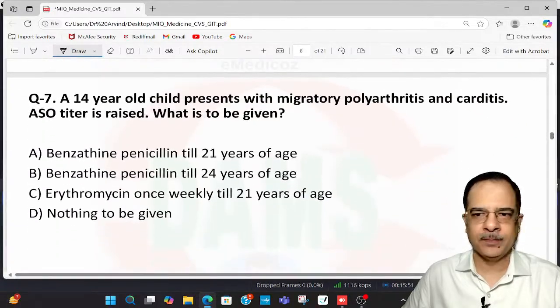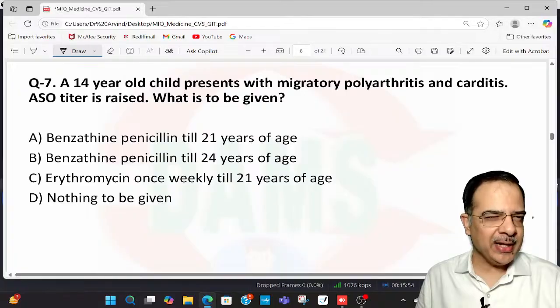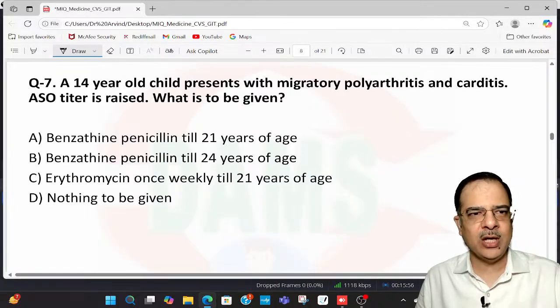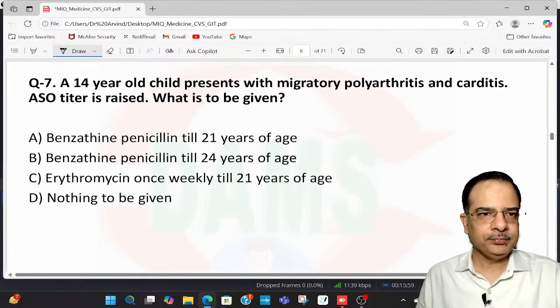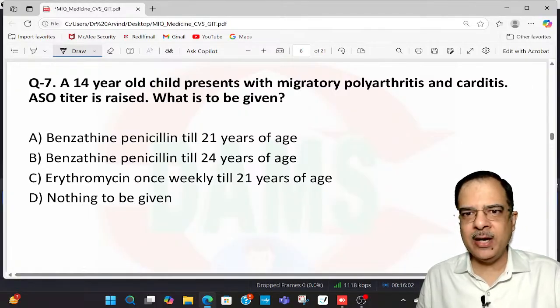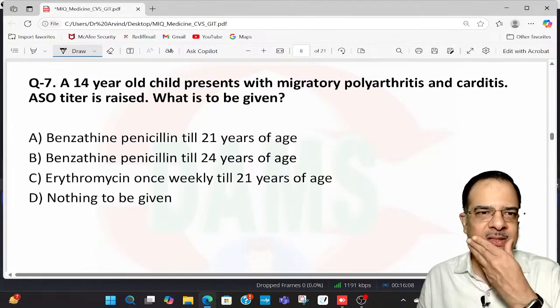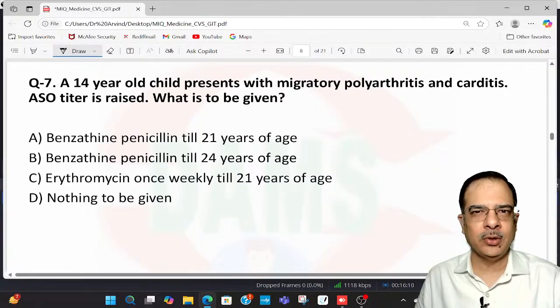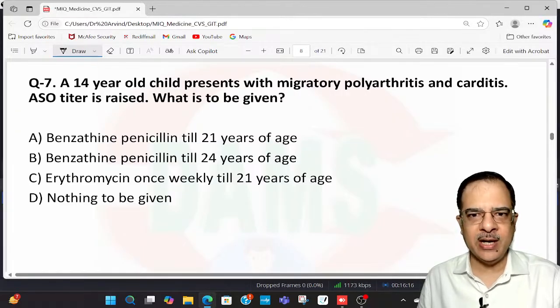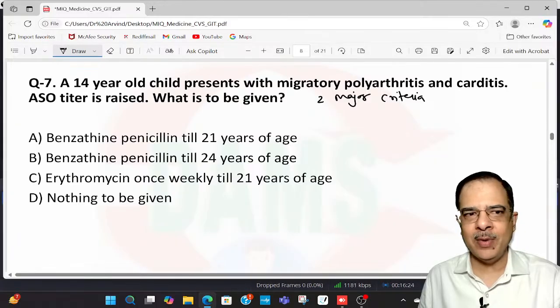Now moving on to the next one. Next one is again a slightly tricky question, on rheumatic fever prophylaxis. A 14-year-old child presents with migratory polyarthritis and carditis. ASO titer is raised. What is to be given? So let's prove whether it is a case of rheumatic fever or not. Migratory polyarthritis is a major criterion and carditis is also a major criterion. So here two major criteria are present. This is the minimum needed for the diagnosis of rheumatic fever, and ASO titer is the essential criterion. So here the essential criterion is also present.